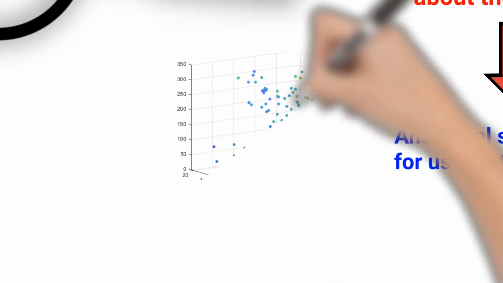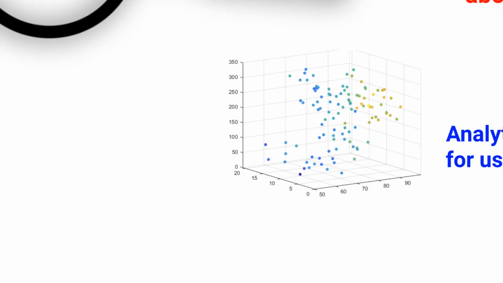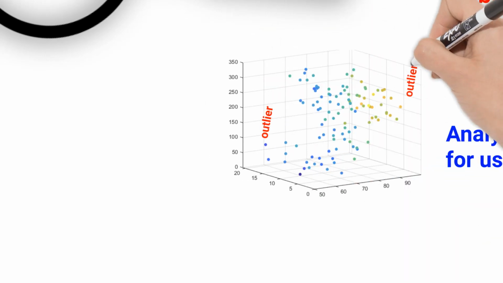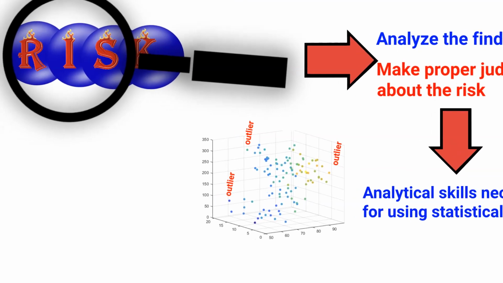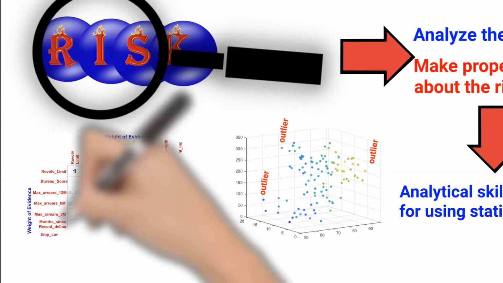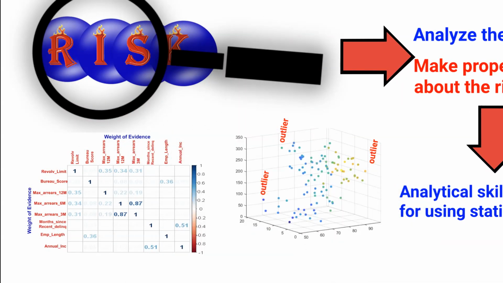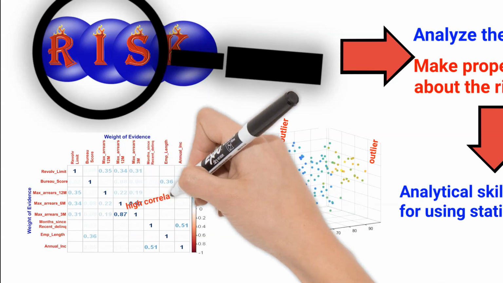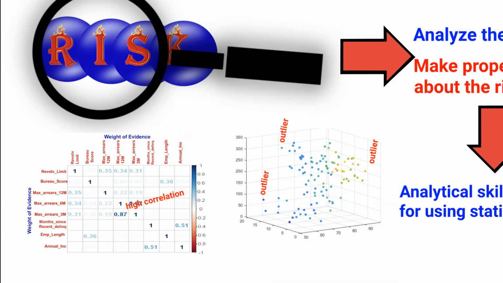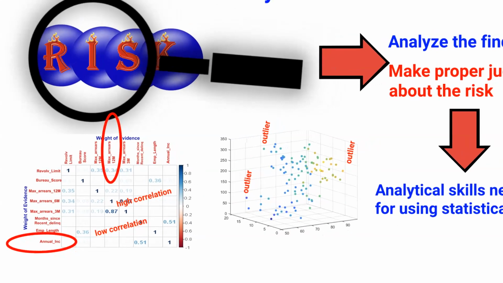For example, when scatterplot is created, the risk manager should analyze it and take decision about outliers. Similarly, after computing correlation between various independent variables in modeling probability of default, the risk manager should analyze the degree of correlation and select appropriate independent variables.